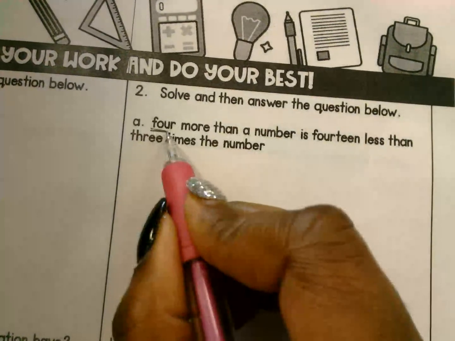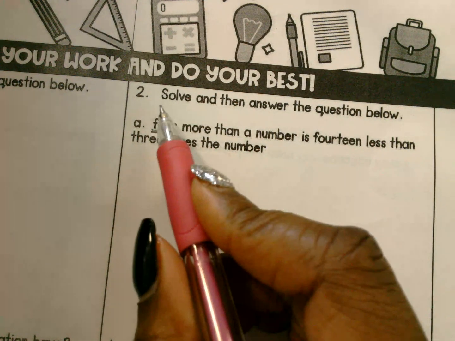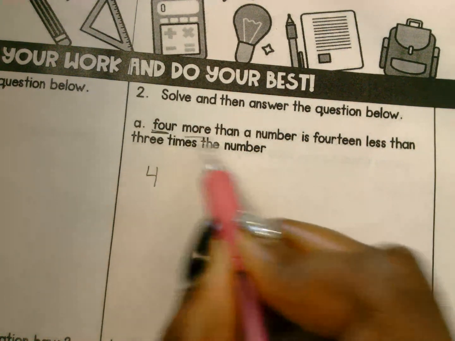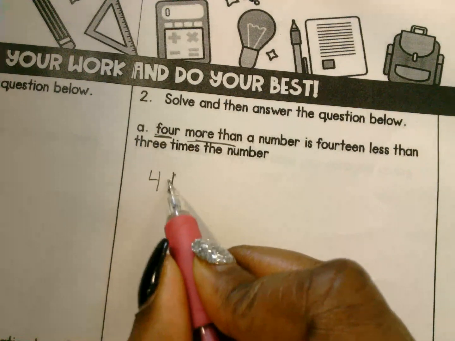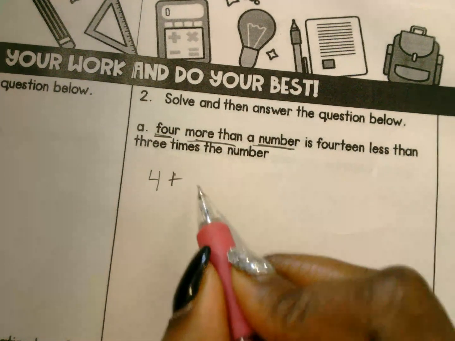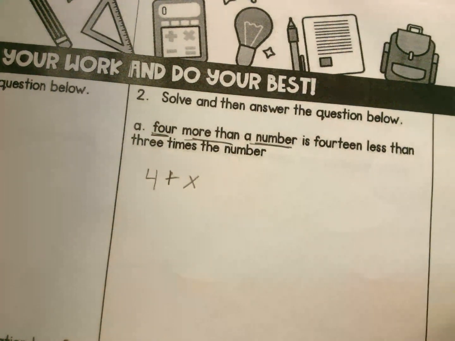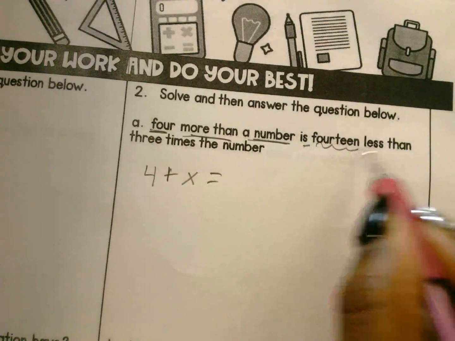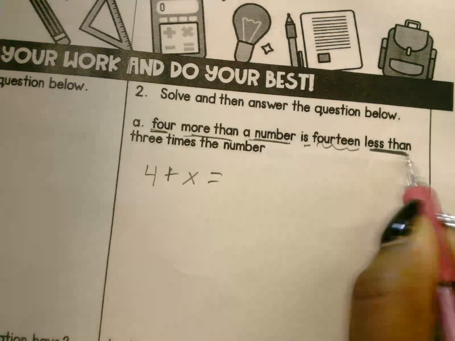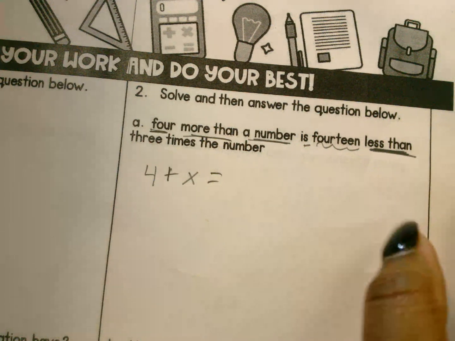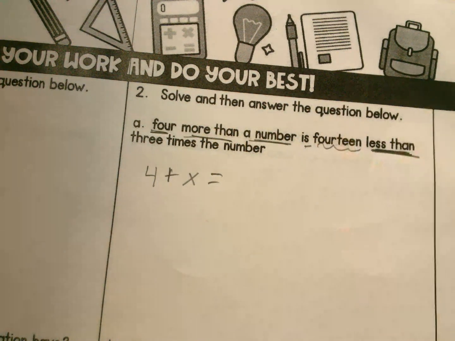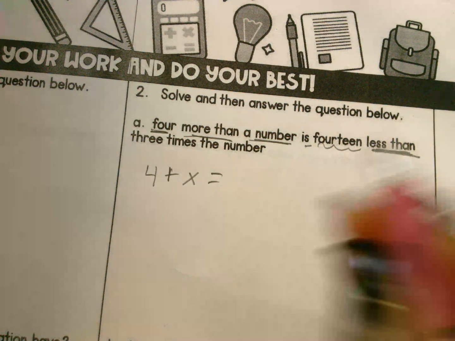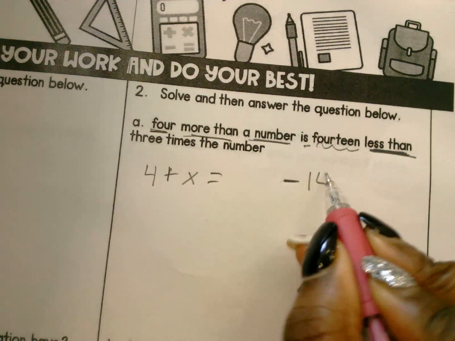We have 4. What's number 2? 4 more than, this is plus, a number. It doesn't tell us a number, so let's use a variable. Is, that's equal to, we got 14 less than. The words less than mean that you're going to subtract 14 from something. So it's going to be the number first minus 14 because you're using the words less than. So we know it's going to be minus 14.